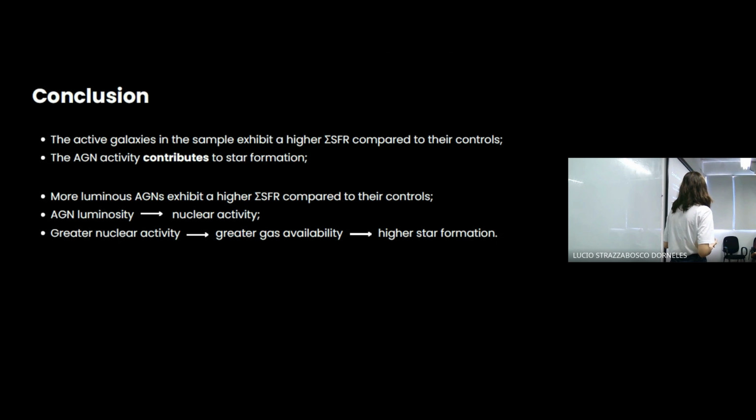As a conclusion, we obtain that the active galaxy sample has a higher star formation rate density compared to the controls, and that the active galaxy contributes to star formation. In terms of luminosity, we obtain that more luminous AGN have a bit higher star formation rate surface density compared to the controls. And since the AGN luminosity is a tracer of the nuclear activity of the AGN, we conclude that greater nuclear activity means greater gas availability. It means that the AGN is turning the environment more favorable to form stars.